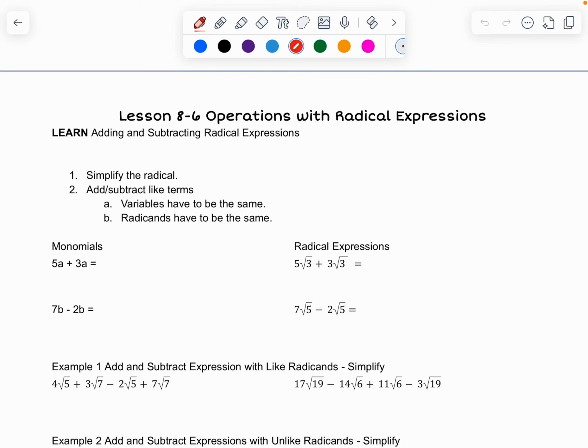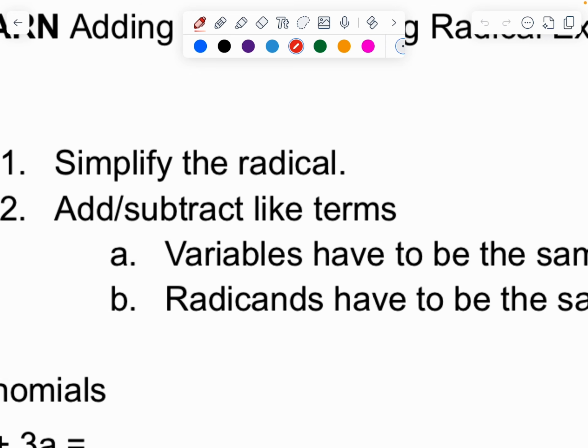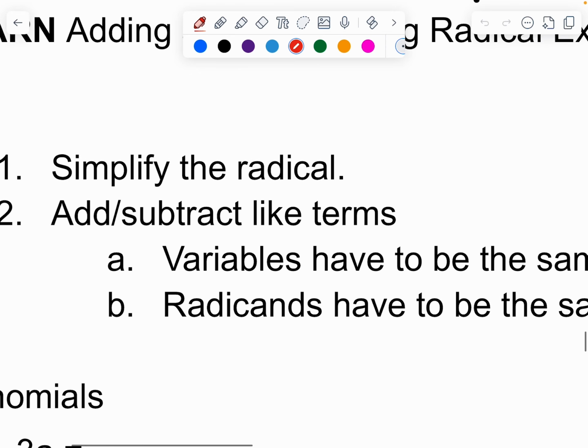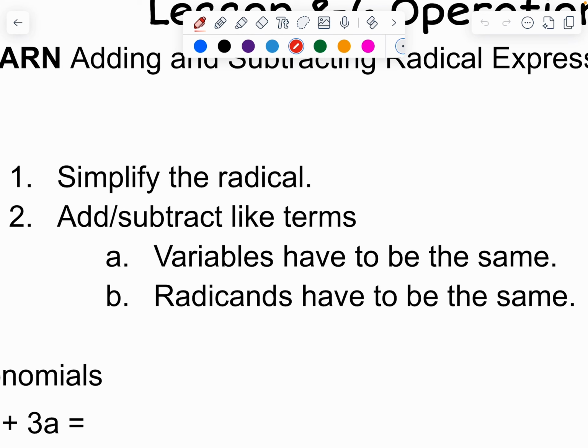Lesson 8.6, operations with radical expressions. So, if I look at this, it says first simplify the radical. Then once you have simplified the radical, then you're going to add and subtract like terms. That means the coefficient is the only thing that's going to change.